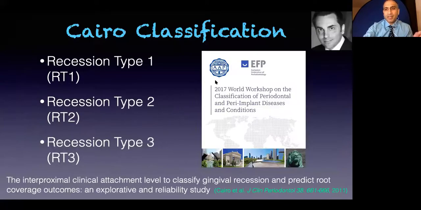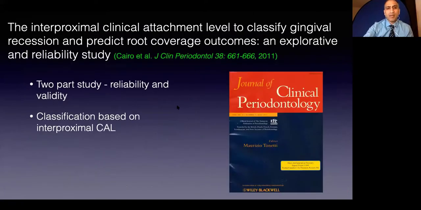So this editorial actually led to a fellow by the name of Francesco Cairo doing a formal study and coming up with his own classification called the Cairo Classification, which has three parts: the RT1, RT2, and RT3. And the study that this classification came out of was published in 2011. And what they looked at was two things. They looked at reliability and validity. So reliability was, okay, let's show three periodontists that are involved in the study a whole bunch of recession defects from all over the mouth.